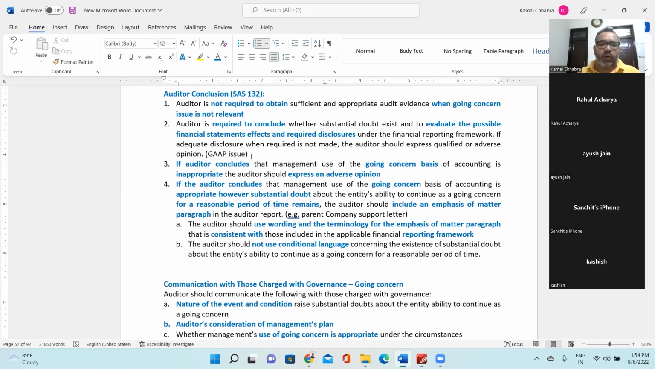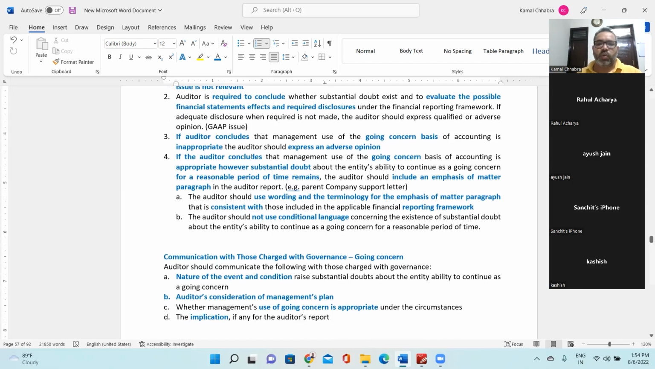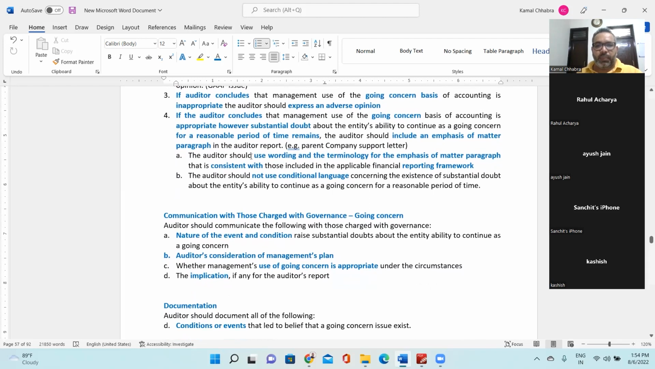Third is, if the auditor conclude that management use going concern basis of accounting is inappropriate, then auditor should express an adverse opinion because it has pervasive impact. If the auditor conclude that management use going concern basis of accounting is appropriate, however, substantial doubt about the entity ability to continue as a going concern for a reasonable period of time, the auditor should include in the emphasis of matter.